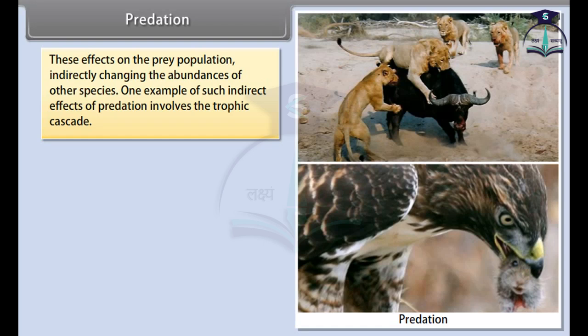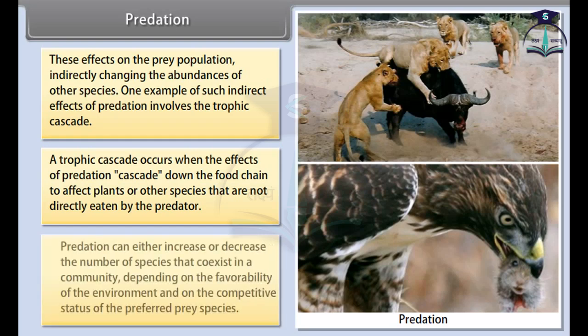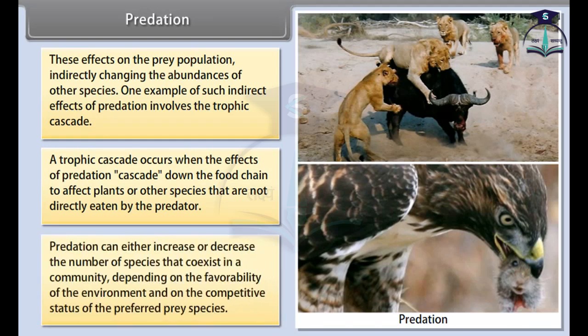One example of such indirect effects of predation involves the trophic cascade. A trophic cascade occurs when the effects of predation cascade down the food chain to affect plants or other species that are not directly eaten by the predator. Predation can either increase or decrease the number of species that coexist in a community, depending on the favorability of the environment and on the competitive status of the preferred prey species.